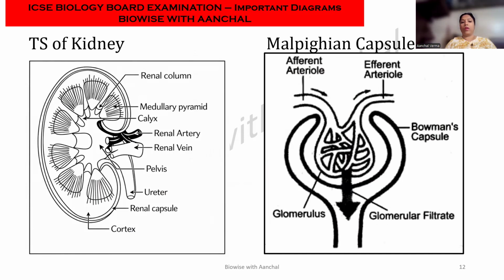Okay. The cortex is basically dotted in structure because of the presence of nephrons, Bowman's capsule, and PCT and DCT. And the medulla is all striped because of the presence of the loop of Henle and collecting duct. I hope this is clear to you.